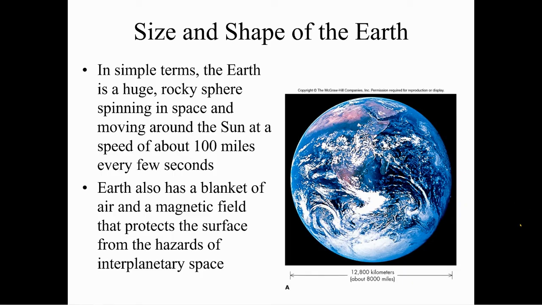In simple terms, the Earth is a huge rocky sphere spinning in space and moving around the Sun at a speed of about 100 miles every few seconds. Earth also has a blanket of air and a magnetic field that protects the surface from the hazards of interplanetary space. It is the mass of the Earth, you guys, that gives us our atmosphere, or that blanket of air.